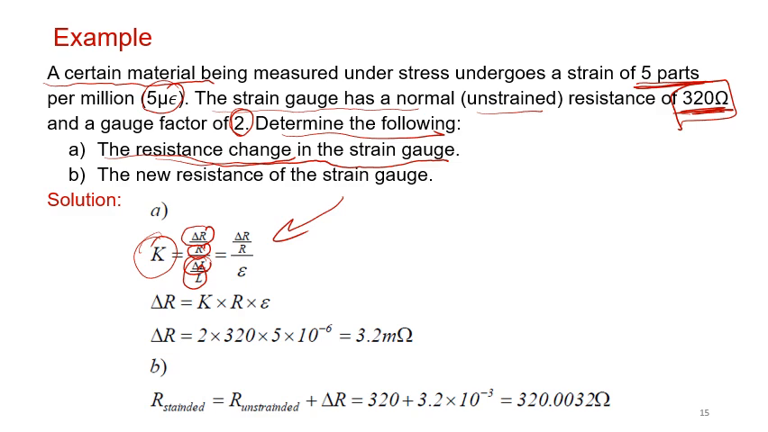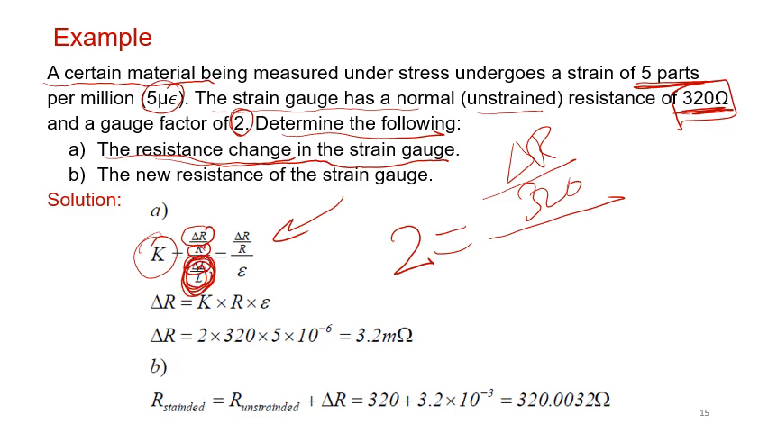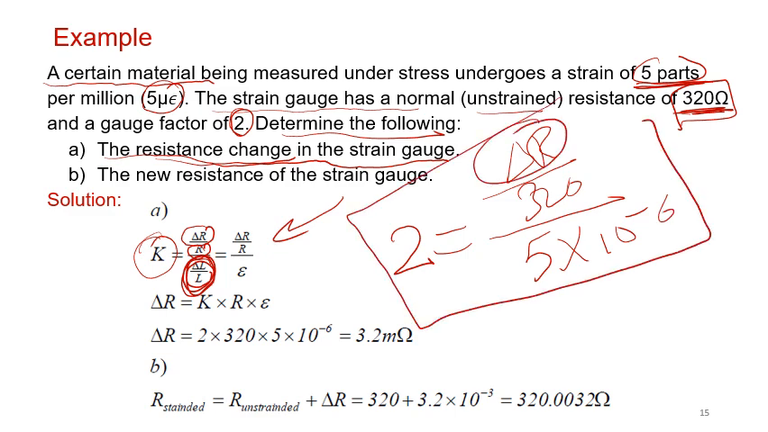If I write it in a different way for easier handling of the values, I can say K equals 2, which equals delta R, which is needed, over R, which is 320, divided by delta L over L, which is epsilon. It's given as 5 parts per million, which means 5 times 10 to the power minus 6. So we have one equation with one unknown, delta R. You can rearrange the equation, and you will find that delta R equals 3.2 milli ohm.